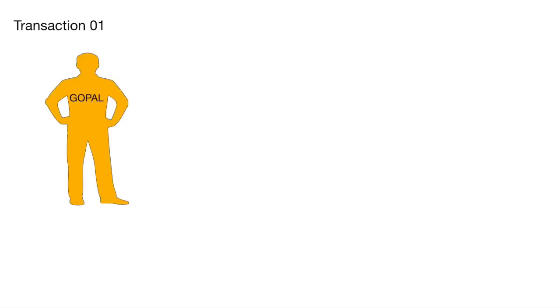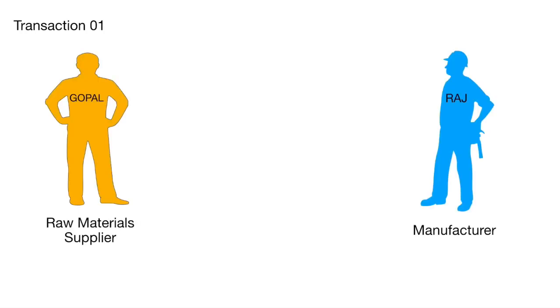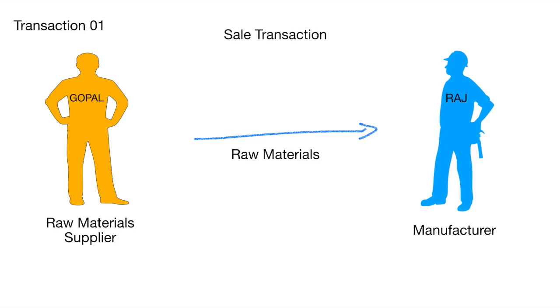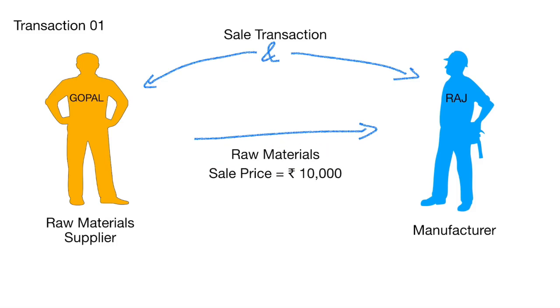Transaction number 1. This is Gopal, a raw material supplier. And this is Raj, a manufacturer. Raj purchases raw materials from Gopal. So this becomes a sale transaction between Gopal and Raj for sale and purchase of raw materials. Let us say the sale price of raw materials is Rs 10,000. This being a sale transaction, GST will be applicable on this.